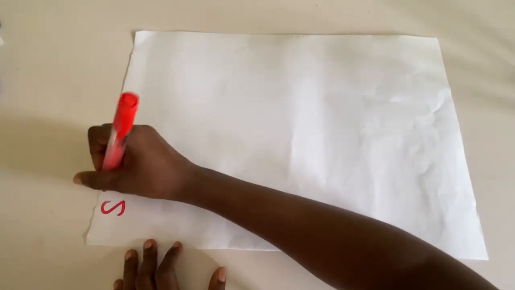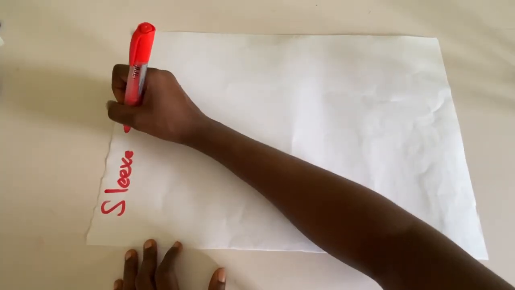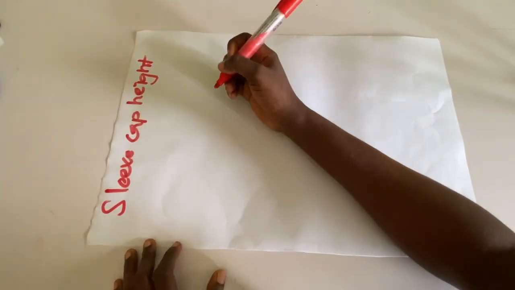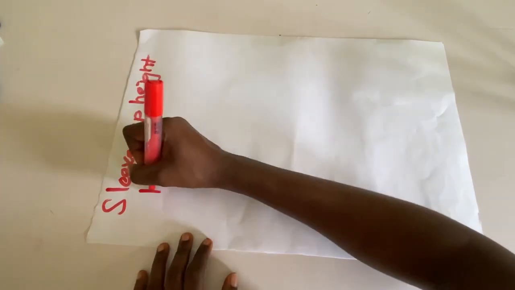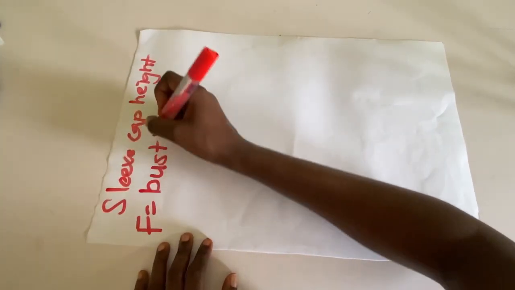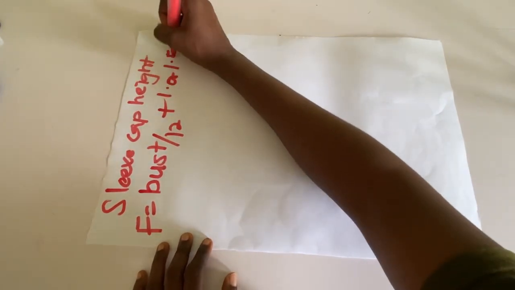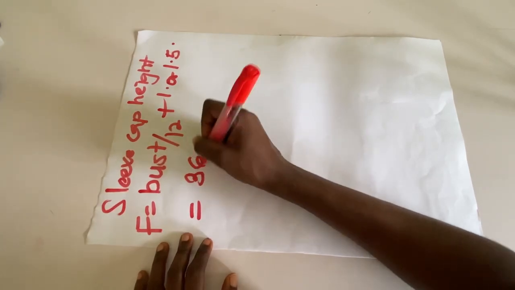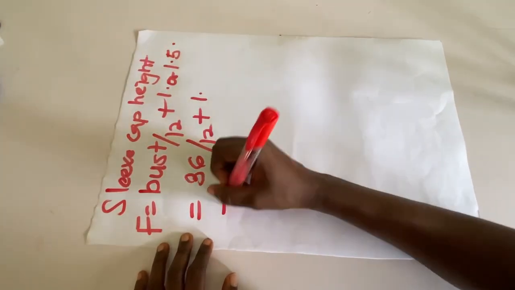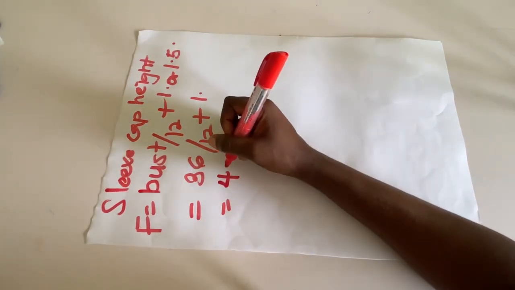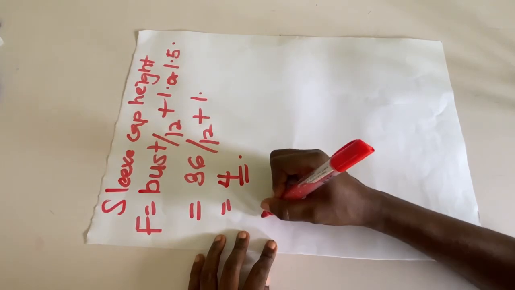So next is to get the sleeve cap height or your bicep depth. Or you can call it bicep depth, whichever one you want to call it. So the formula to get this is your bust circumference divided by 12 plus 1 or 1.5 inch. So now for example, bust 36 divided by 12 plus 1 is going to give me 4. So I want you guys to notice that the significant thing used mostly in this calculation is the bust. So bear in mind that the bust measurement is very essential. So now we have 4.